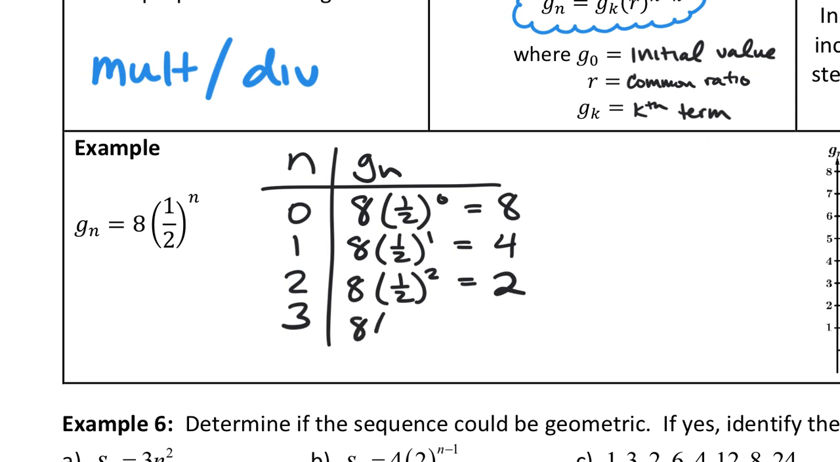Then you have 8 times 1/2 to the third power, and here's the cheat code. What do you notice about all of these output values? They go down by half because we're multiplying by this 1/2 common ratio. So 8, 4, 2, what should be next? 1. That makes sense to me. 1/2 to the third power is 1/8, so 8 times 1/8 is 1.